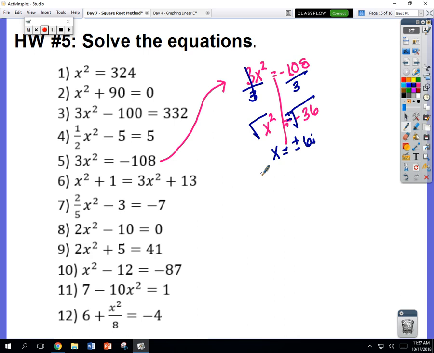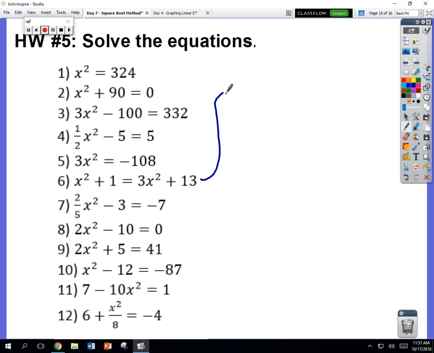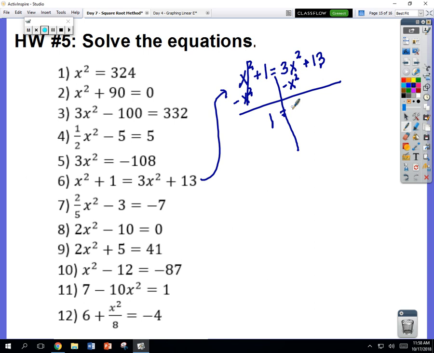Let's do number 6. Okay, so I need to get all my x's on the same side. It doesn't matter which way you go for this, so I'm just going to move 3x squared. No, I lied. I want it to be positive. It doesn't matter, but I just prefer positive numbers. So when I do that, I have a 1 left on this side, and I'm going to show you it doesn't matter which side any of this is on, plus 13.